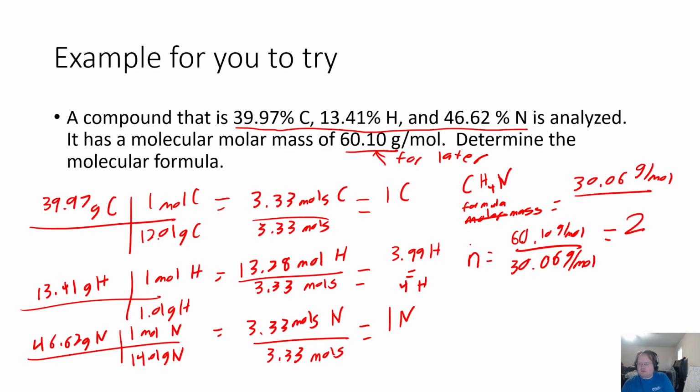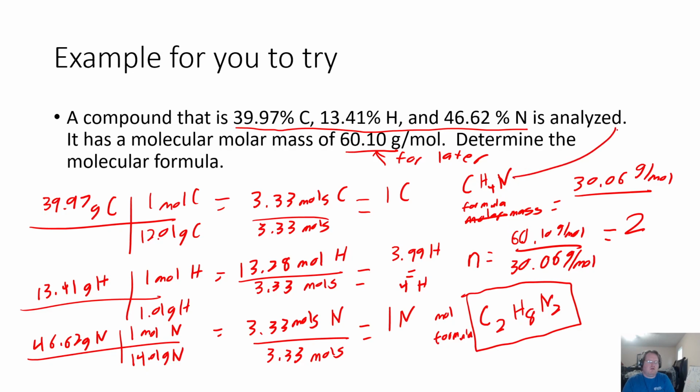So I need to double every component in the formula mass to get the molecule. That means we have C2H8N2. And this would be the molecular formula. So this is our molecular formula. Whereas this up here, this one, was our empirical formula. The empirical formula was the ratio of the atoms. The molecular formula was exactly how many atoms are in one of these molecules.